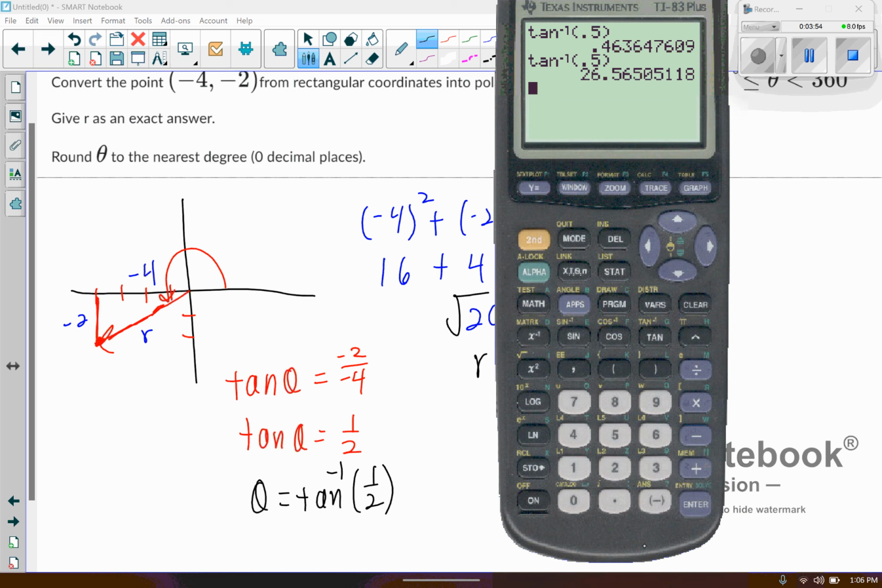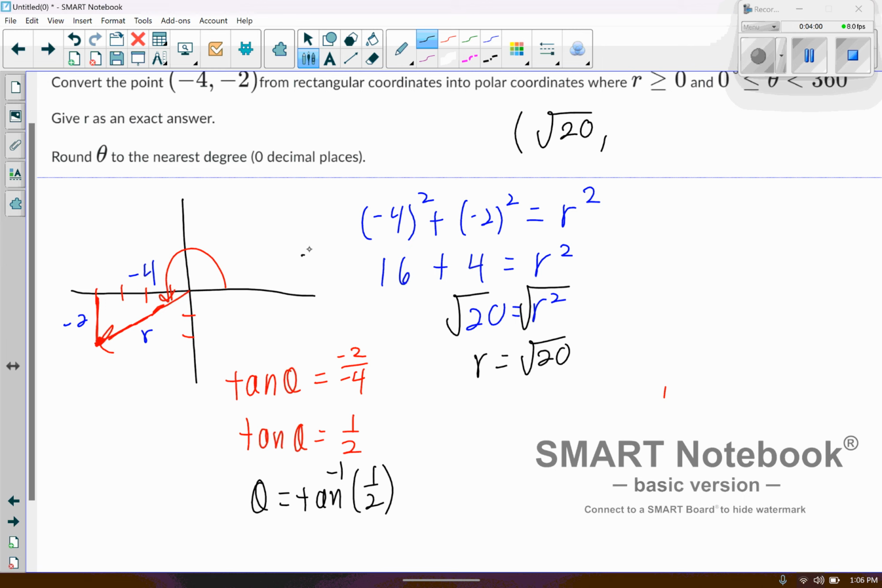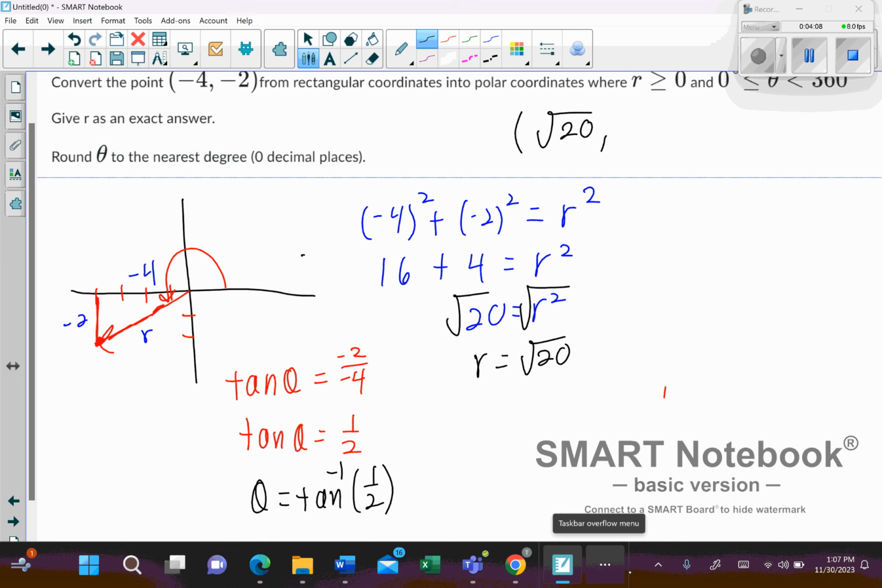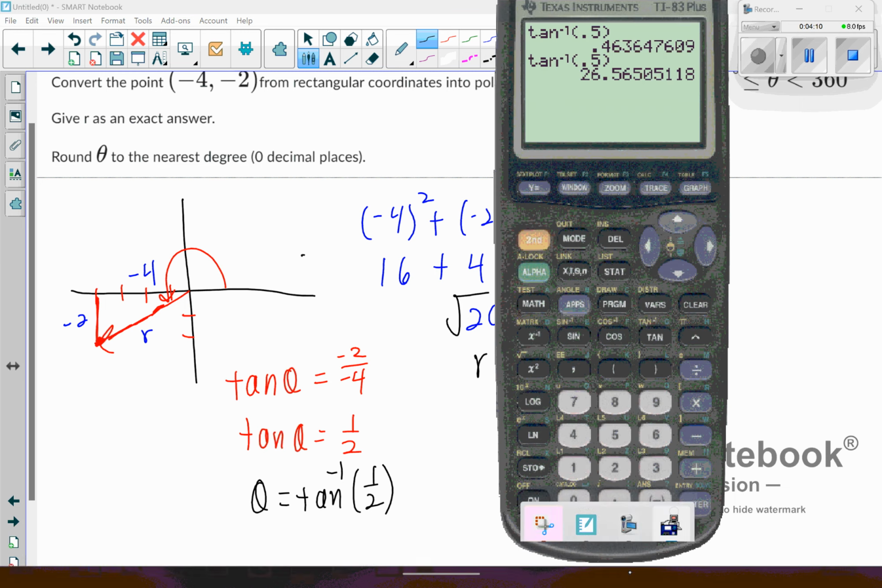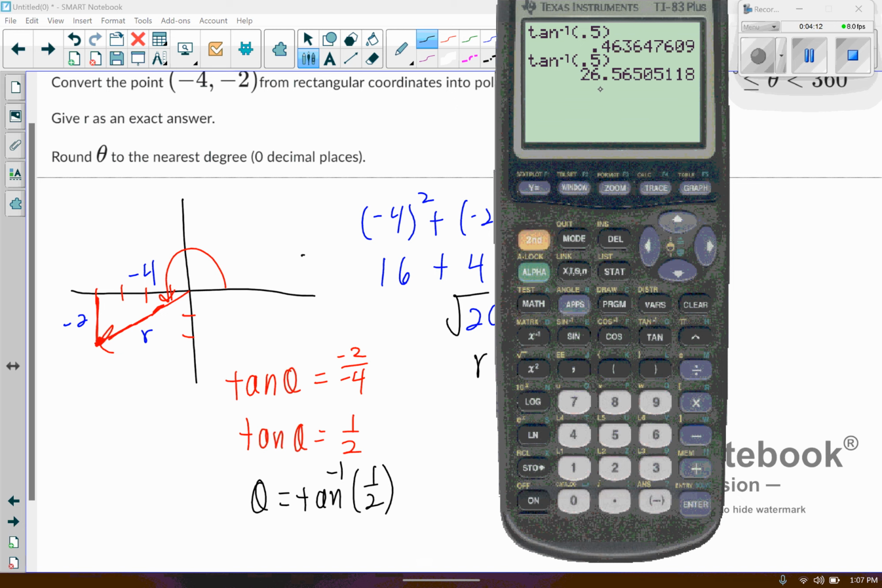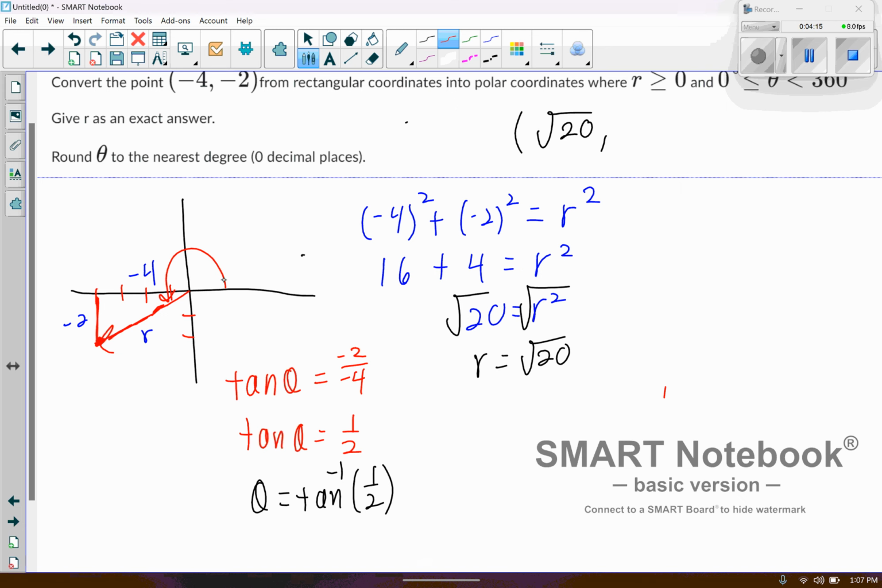And there we go. So we get roughly 26.6. Or wait, I think it says round to the nearest degree, right? Yeah, well, either way, that's not going to be my angle though. So we'll round it to 27, that's fine. So that's going to actually be this angle right here. This angle right here is about 27 degrees.